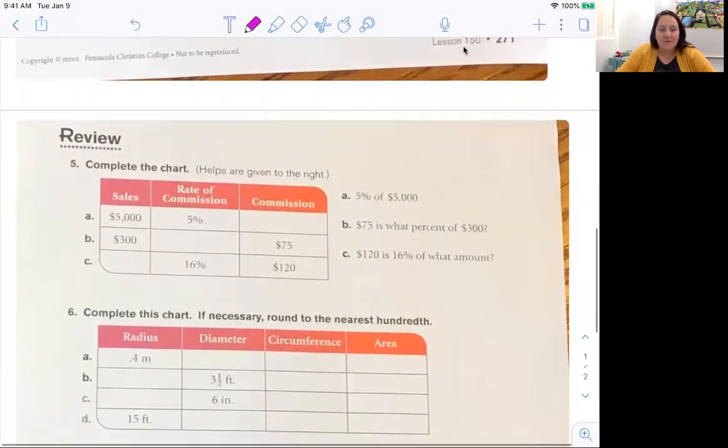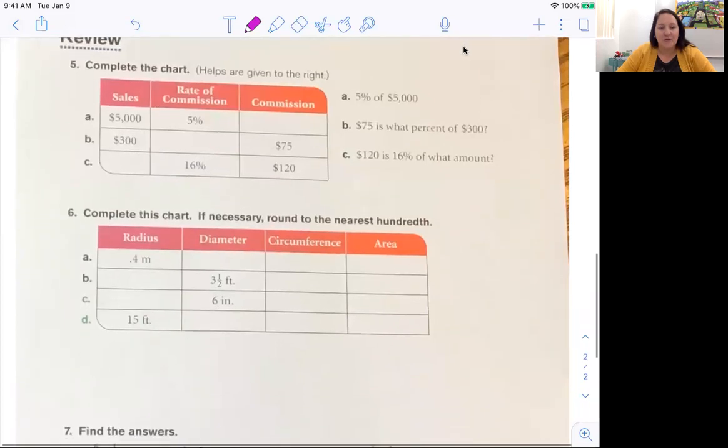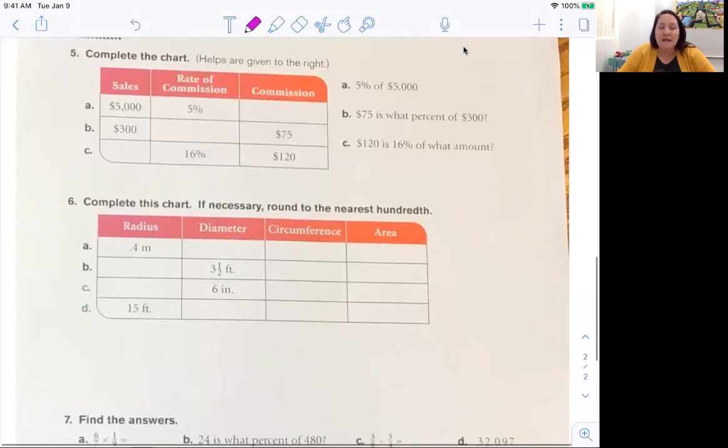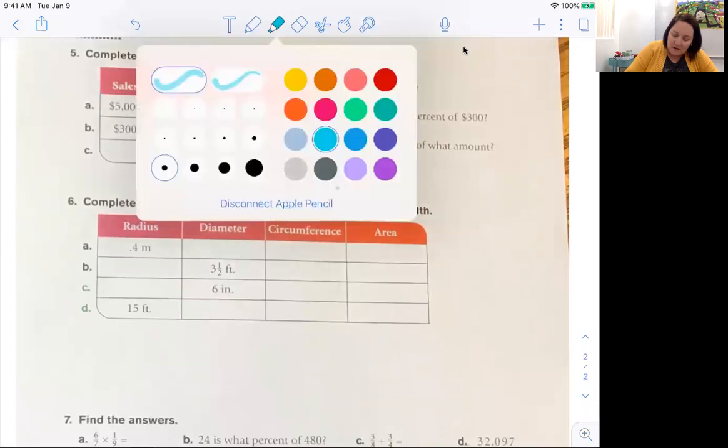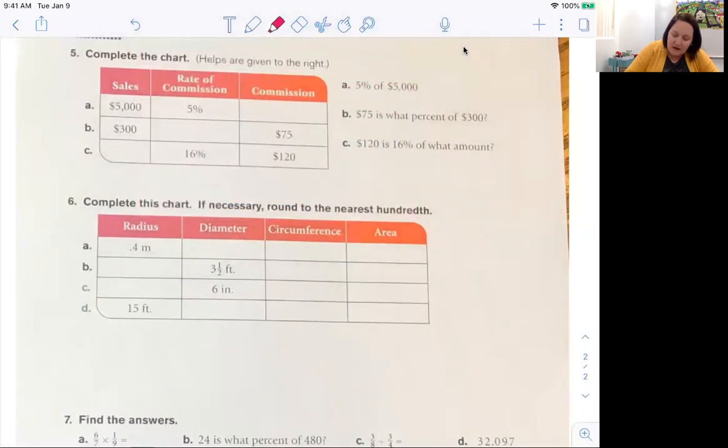Okay, let's look at our review. Complete the chart. Actually, yes. Let's look at letter A. I don't want to use that color. I would like to use a different color. Let's look at letter A. And on letter A, we are finding commission.